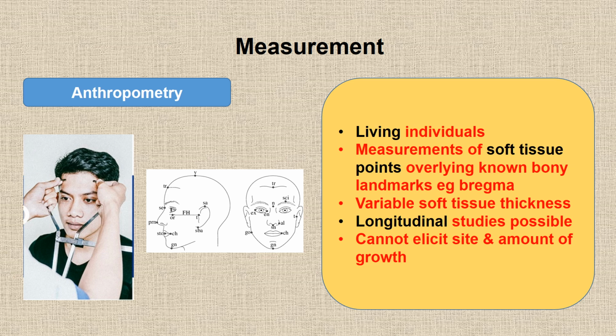Now, anthropometry, on the other hand, is measurements done on living individuals. The measurement is done on the soft tissue points overlying known bony landmarks, and soft tissue thickness is variable, which has to be taken into consideration. Since the subjects are alive, longitudinal studies are possible, and this also cannot elicit the amount and size of growth.